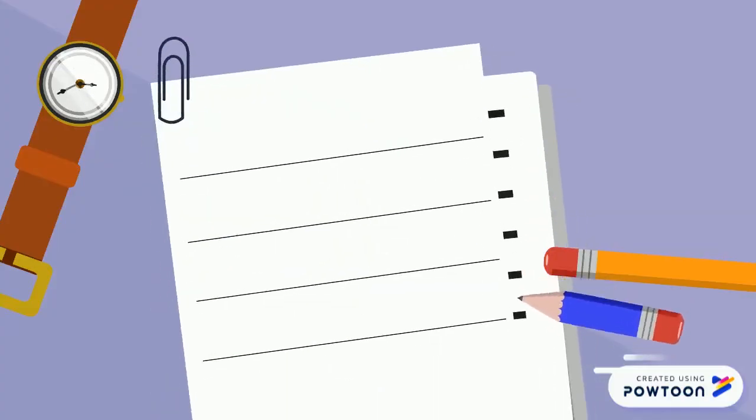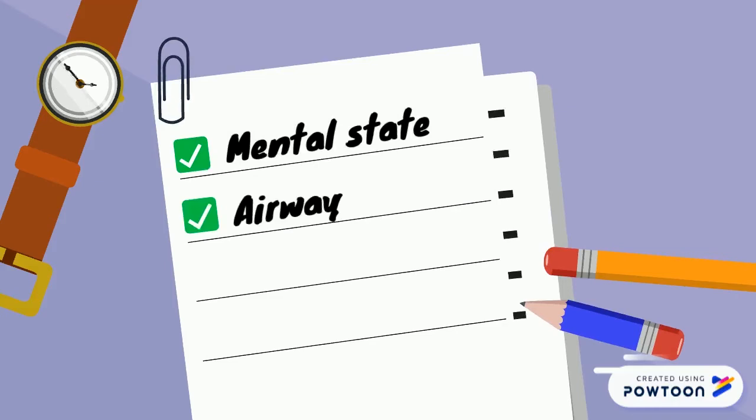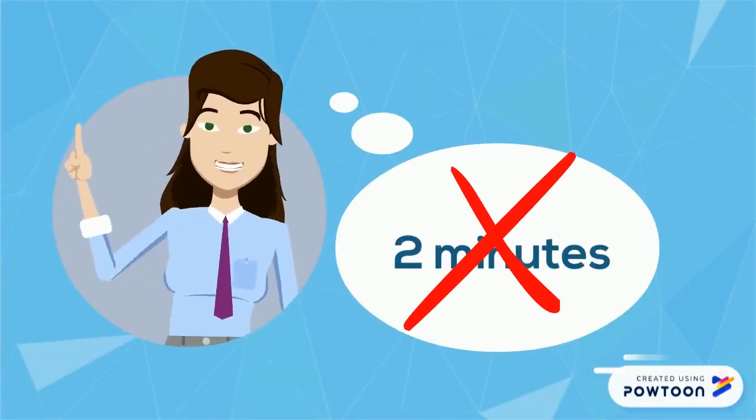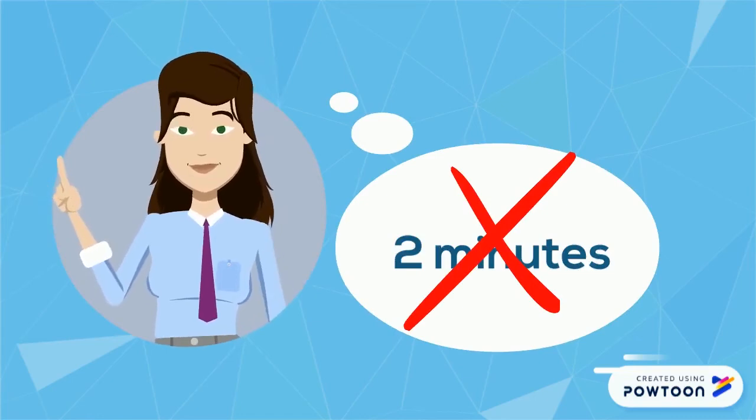You should always evaluate mental state, Glasgow scale, airway. It will be very important to always evaluate the airway. Breathing: if the patient has any difficulty or is fine. Circulation: if there is any bleeding, control it. All these evaluations should not take more than 2 minutes.